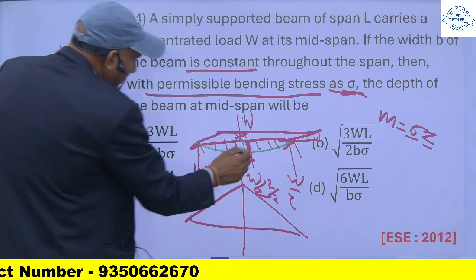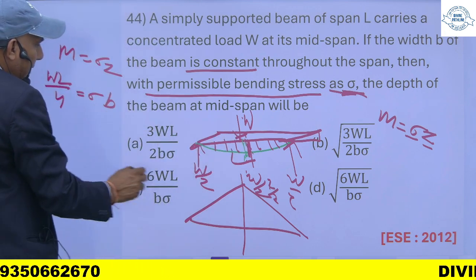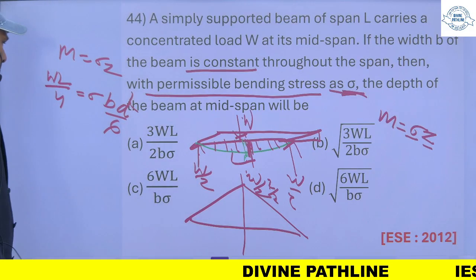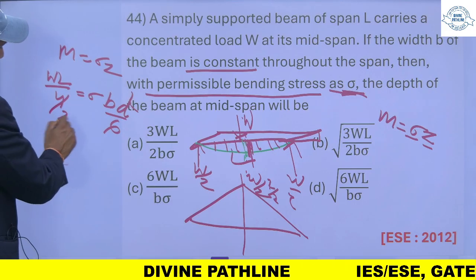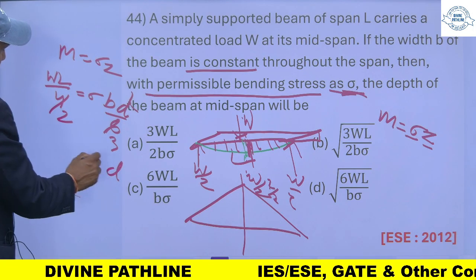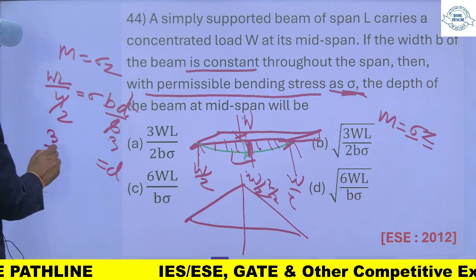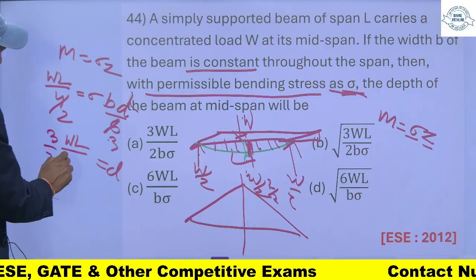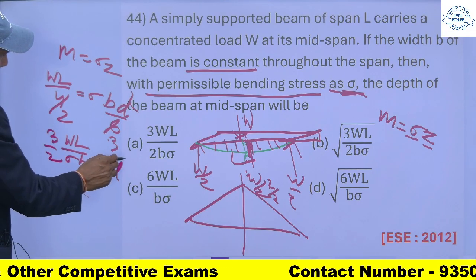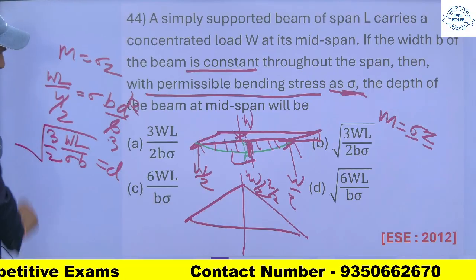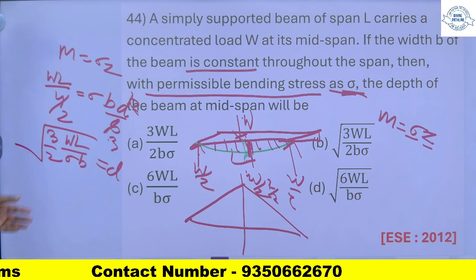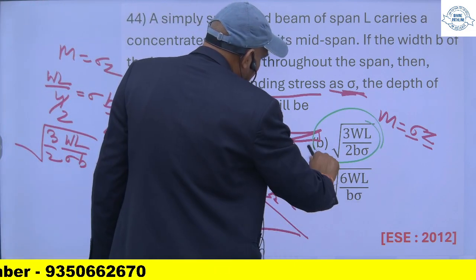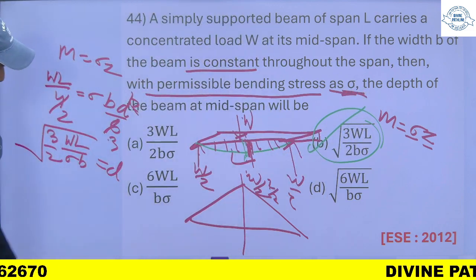The section modulus will be b d square by 6, where d is the depth at the center. So d will be the square root of 3 by 2 WL upon sigma b. So 3 by 2 WL upon sigma b under the root is the right option.